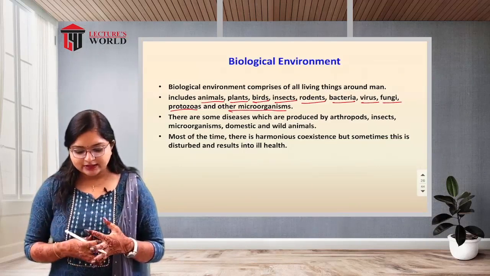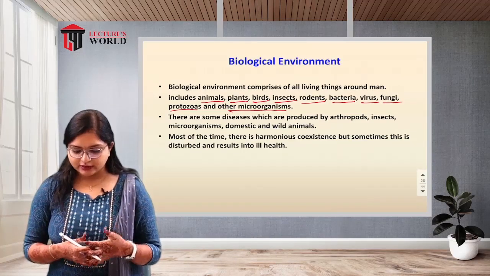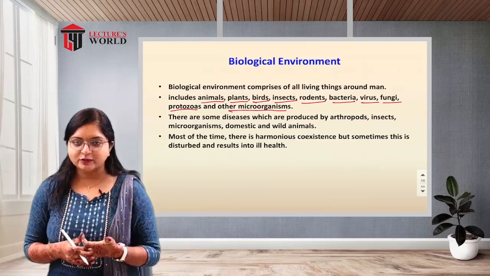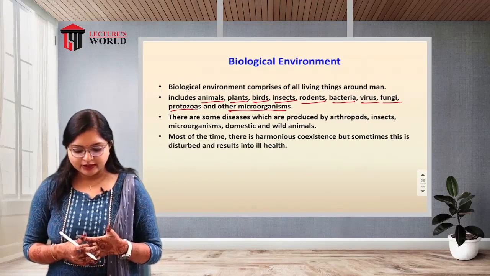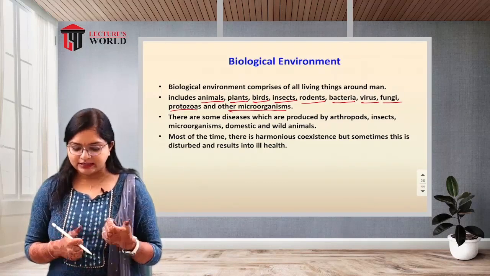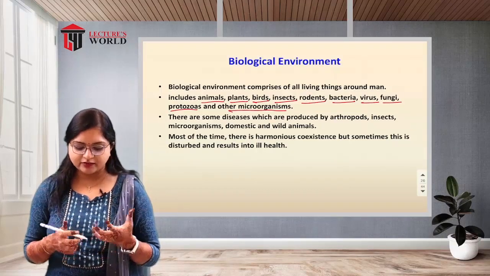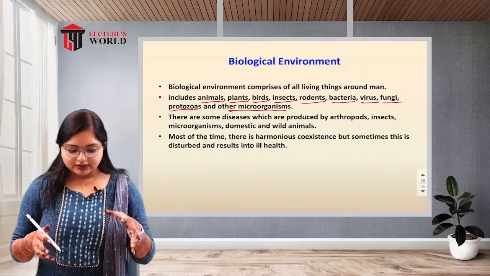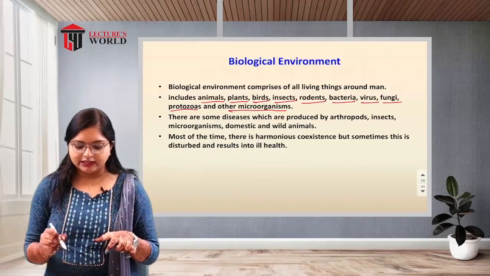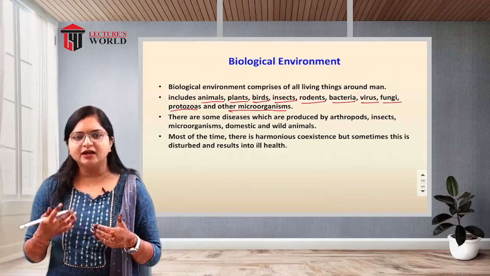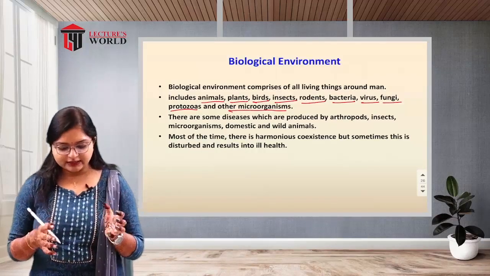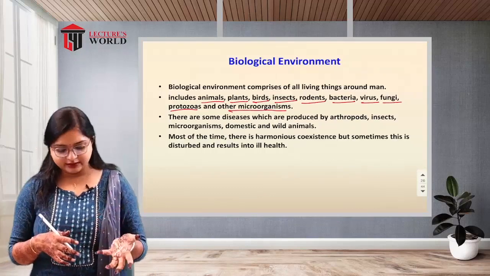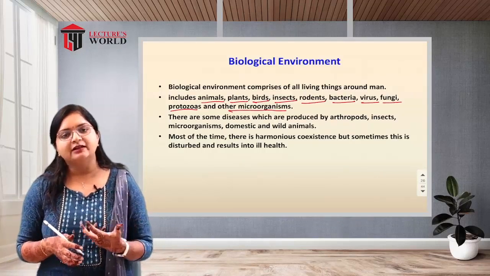There are some diseases which are produced by arthropods, insects, microorganisms, and domestic and wild animals. Most of the time there is harmonious coexistence, but sometimes this is disturbed and it results in ill health. So basically this whole biological environment is in harmonious coexistence, but whenever there is any kind of disturbance in this, it can result in ill health of the person.